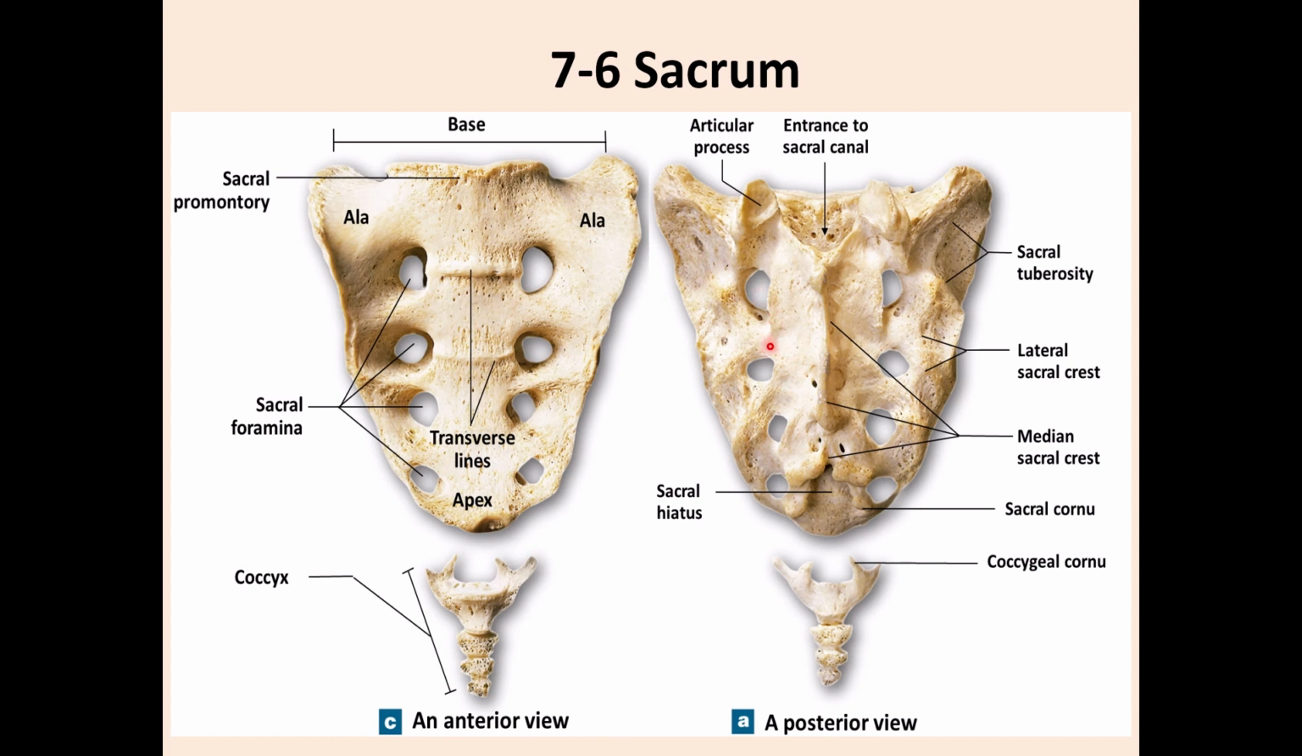You have the sacral foramina similar to the anterior view. And also you have the sacral tuberosity, this area, and the articular process. This articular process is the one that I told you before articulates with L5, the last lumbar vertebra. The lower part of the sacrum also articulates with the coccyx, and as you can see, the different vertebrae are fused together.